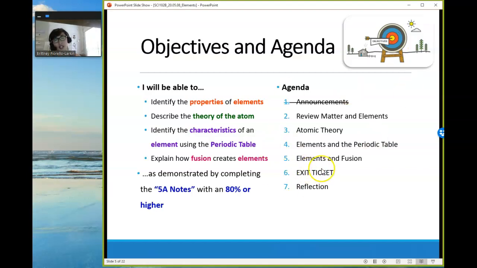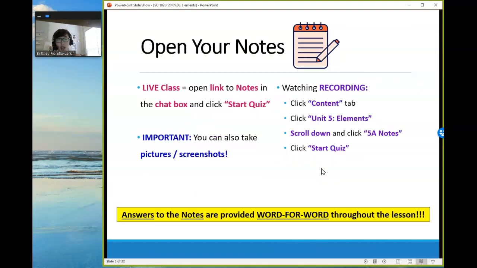And here's the rest of our agenda over here. So at this point, sorry, ignore this, we're not in live class.